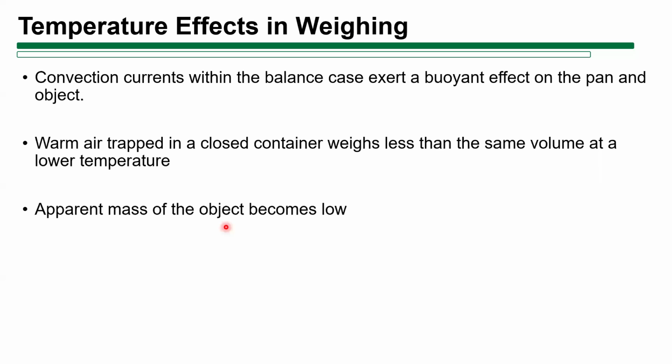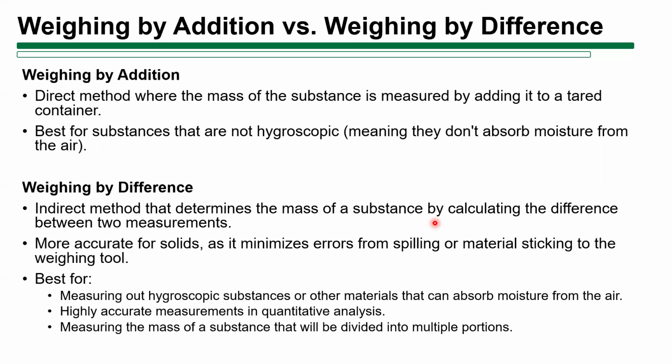All right. Another effect is that warm air trapped in a closed container will weigh less than the same volume of air trapped at a lower temperature. So what is the effect? The effect is that the mass of the object that you measure is actually lower than what it should be. All right? The mass that you read is lower than what it should be. Okay, so that's how temperature affects your weighing in analytical balances.